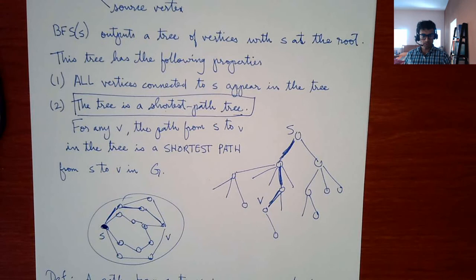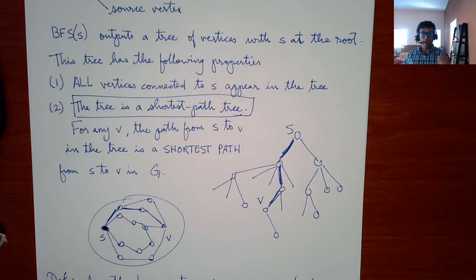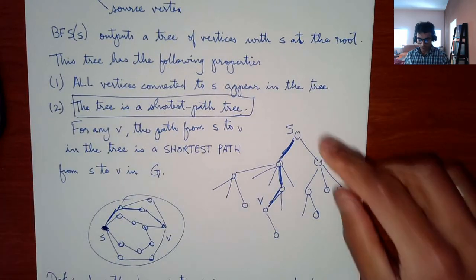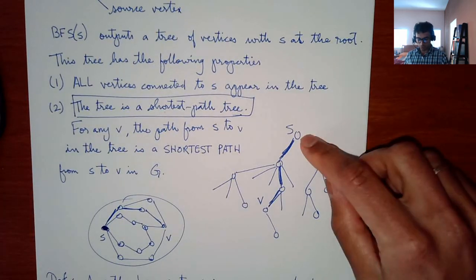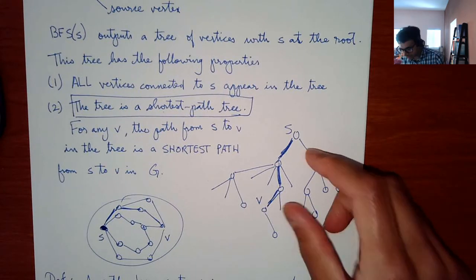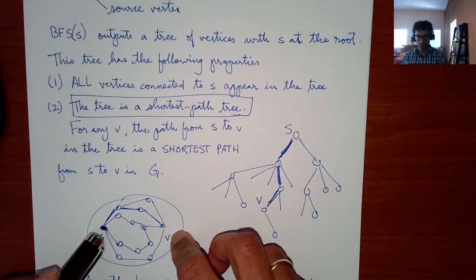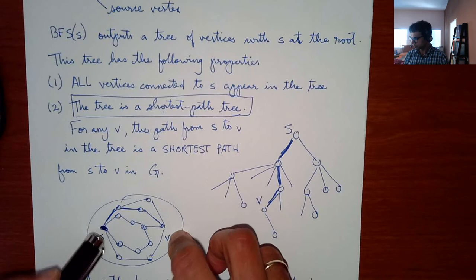Sorry, let me just finish this. All vertices connected to S appear in the tree. For every vertex V, the path from S to V in the tree is actually a shortest path in the graph.